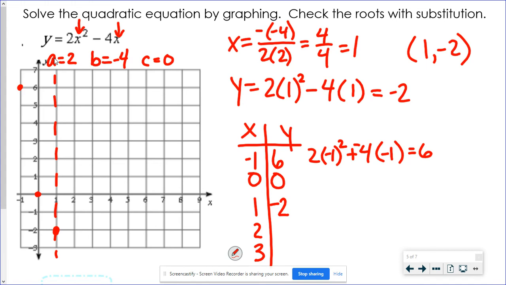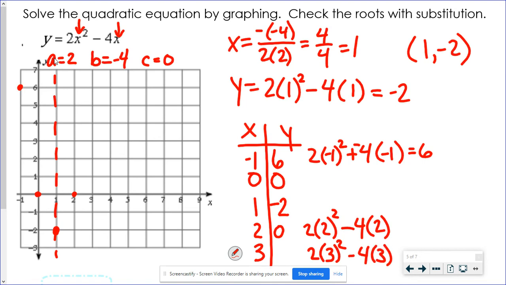When I put in a positive 2, and again, you should know what these answers are going to be, but when I put in a positive 2, 2 squared is 4 times 2 is 8, minus 8 is also 0, which is what we thought it would be. And when I put in a 3, 3 squared is 9 times 2 is 18. 4 times 3 is 12, so 18 minus 12 is 6.